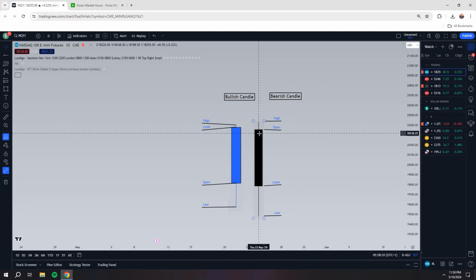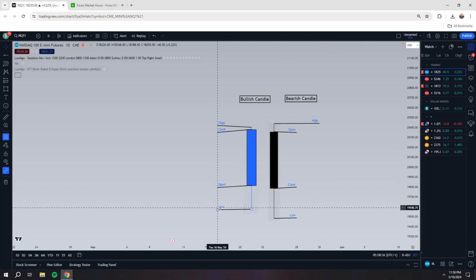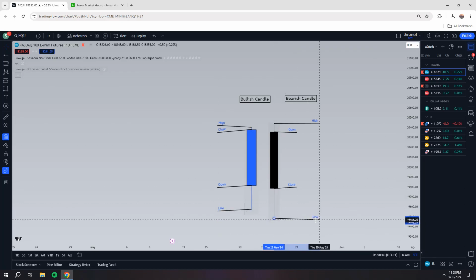And then these little skinny parts going from the top to the body, and from the bottom of the body to the bottom, are called wicks, or candlesticks, and I'll explain what those are. So the top of the candlestick will always be the high, and the bottom of the candlestick over here will always be the low, as you can see here.